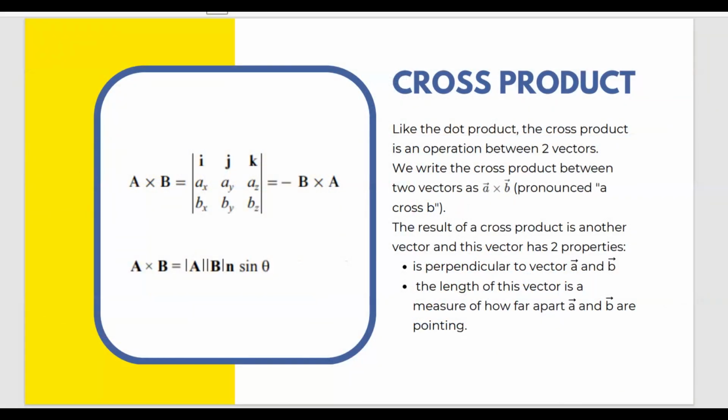Just like the dot product, the cross product is an operation between two vectors. And as you already know, we write cross product as A cross B with that X sign in between. The result of a cross product is another vector, and this vector has two properties. First, it is perpendicular to both A and B, and second, the length of that vector is a measure of how far apart A and B are pointing.